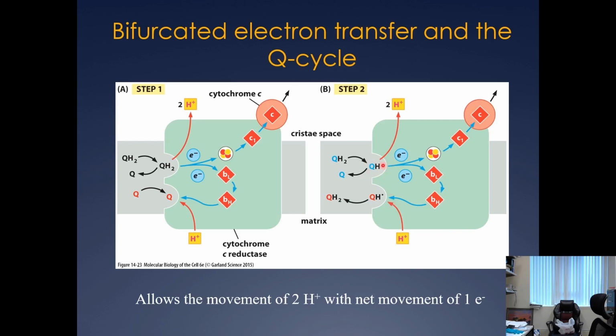There's a typo on this slide. This should actually be QH2 here. But I hope you guys appreciate this bifurcated electron transfer and the Q cycle. We're actually recycling the quinones and using them to drive one round. So with 1 molar equivalent of reduced ubiquinone, you're pumping 4 protons and you're taking up 2 protons, and this is the mechanism by which the electrons travel. Okay.